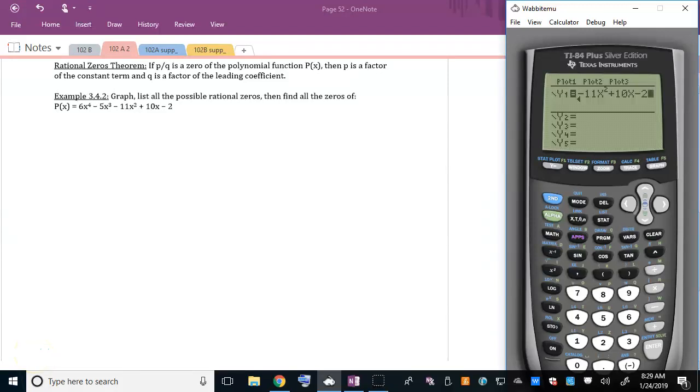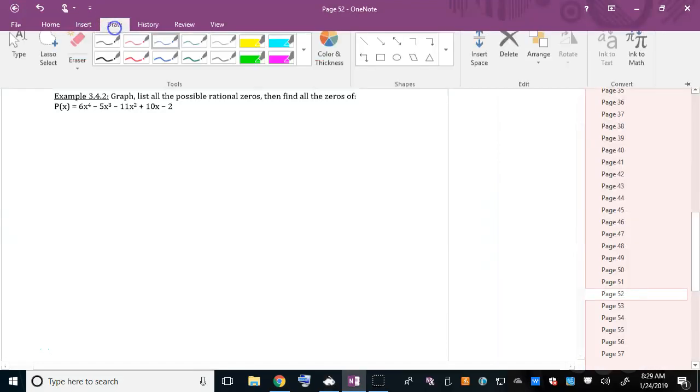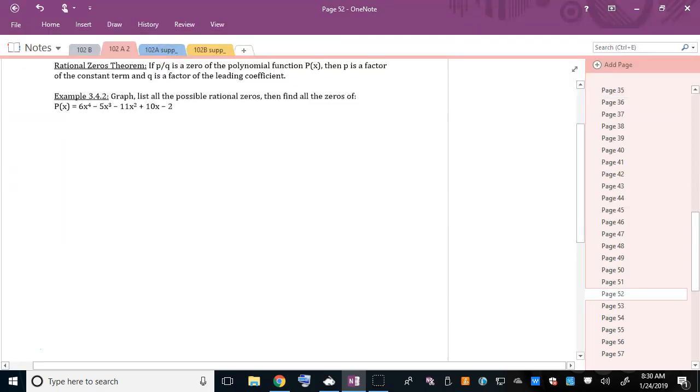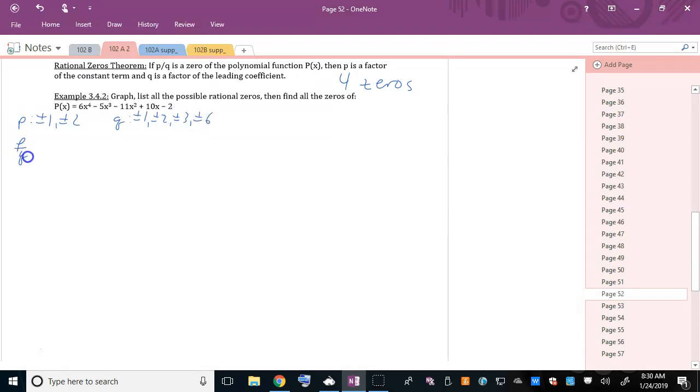Math 102, example 3.4.2. So let's do another example where we have to find all of the zeros of a polynomial. Now this is degree 4, so that means I've got 4 zeros to look for. So again, to get my possibilities, P is what multiplies to the constant term, which here is 2, and Q, that's what multiplies to the leading coefficient, which here is 6.